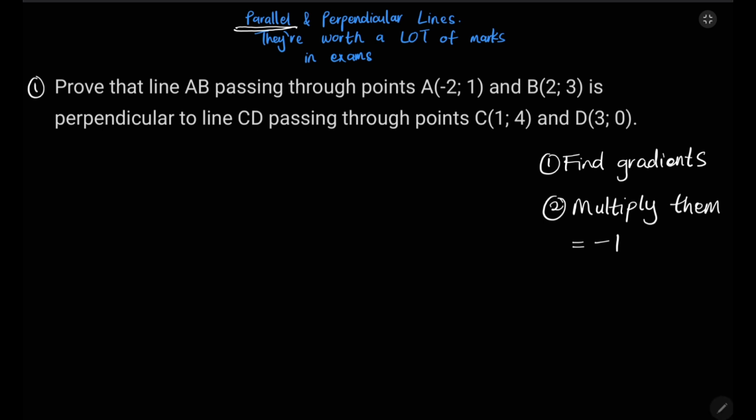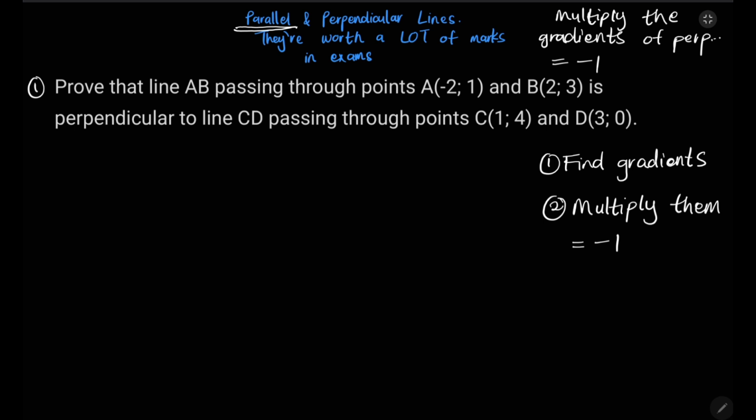Let's try the first example. We have to prove that line AB passing through points A and B is perpendicular to line CD passing through points C and D. Before you even attempt this, remember I told you that when you multiply the gradients of perpendicular lines, you always get -1. As much as I emphasized remembering that parallel lines have the same gradient, remember that when you multiply the gradients of perpendicular lines, you should always get -1.